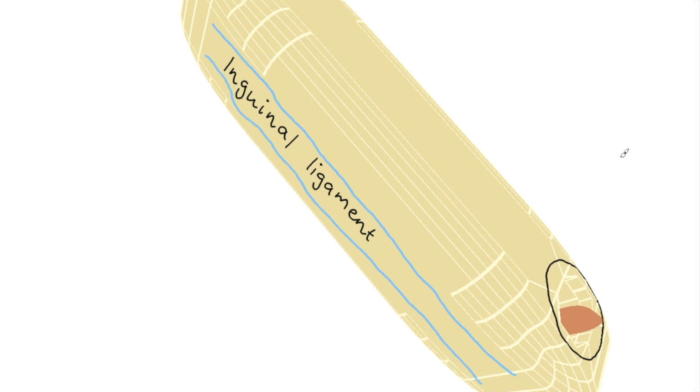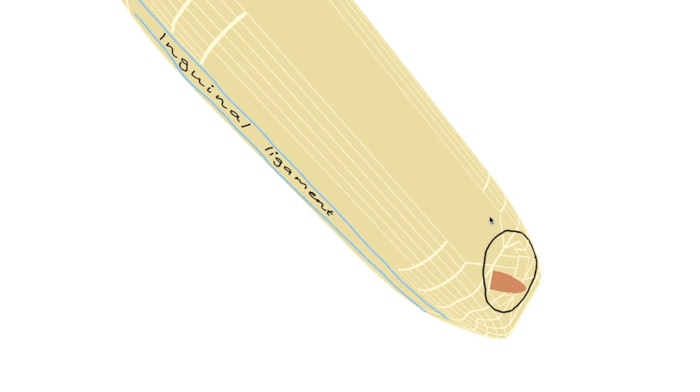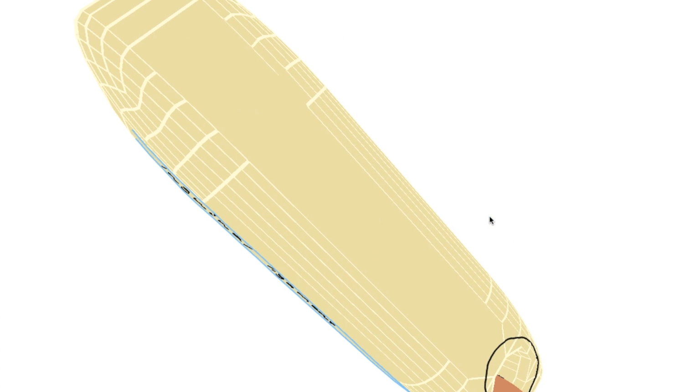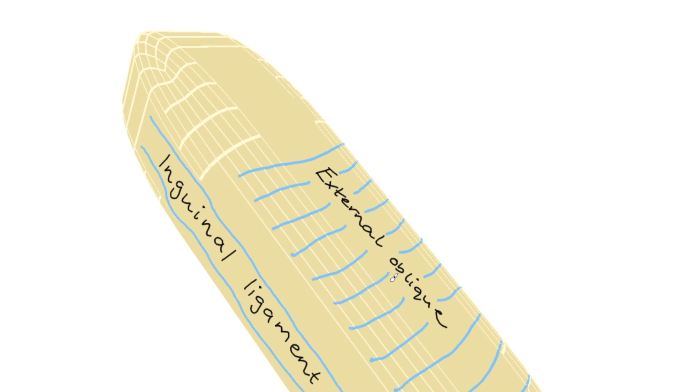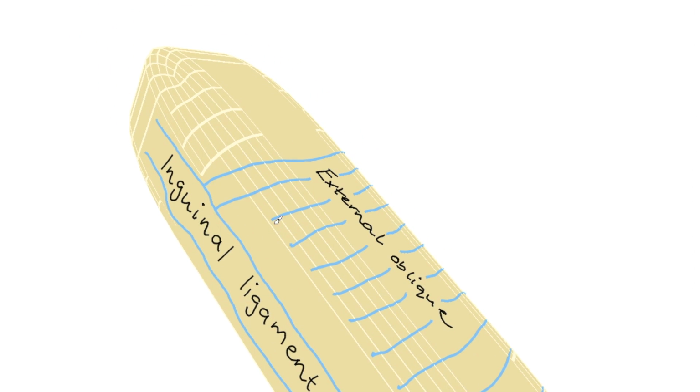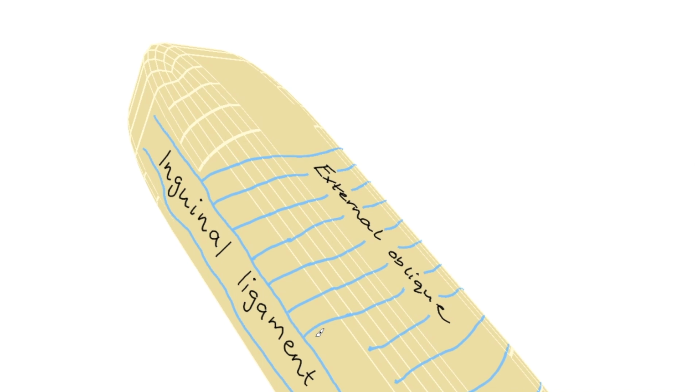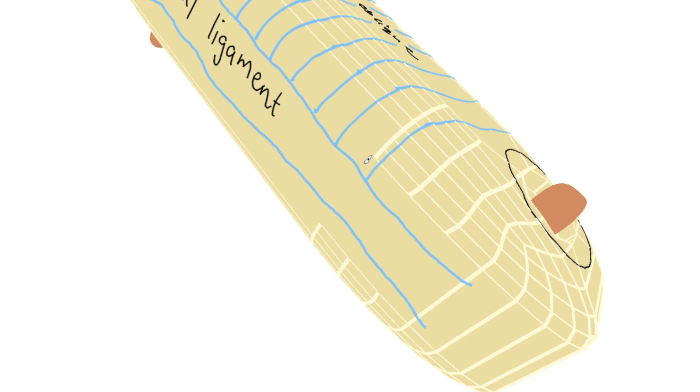The outer or anterior wall is easy to remember too. It's mostly made up of the aponeurosis of the external oblique. The external oblique is the most anterior muscle of the abdominal wall. So you have the anterior wall of the inguinal canal made up by the most anterior muscle. Interestingly, the inguinal ligament is actually just an extension or a continuation of this aponeurosis.